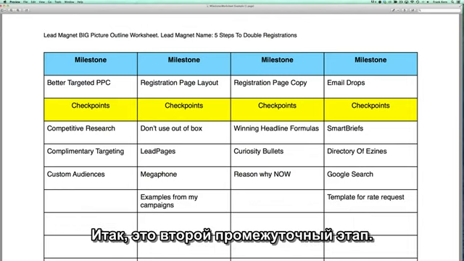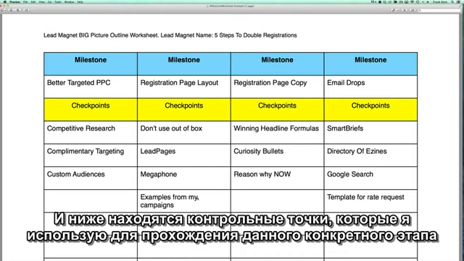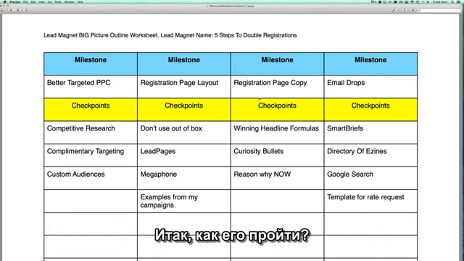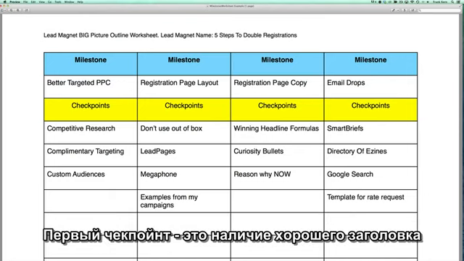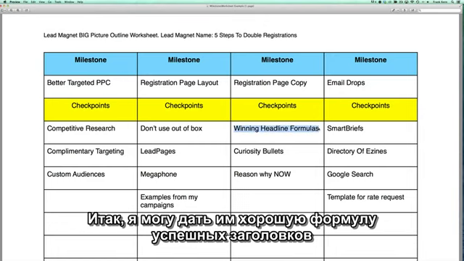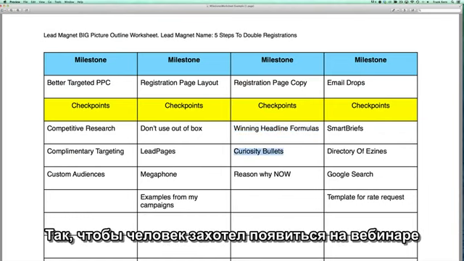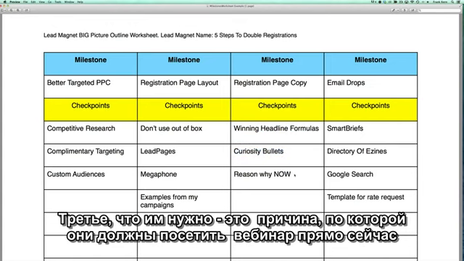There are the checkpoints that I can use to flesh out the content for this particular milestone. See where we're getting here? And our next milestone would be him fixing his registration page copy. So how can I flesh that out? Well, the first checkpoint is he's got to have a good headline, right? So I'm going to give him some good winning headline formulas. And then next thing he's got to have are some bullet points, right? So I teach him how to write curiosity bullets, so the person's going to want to show up on the webinar. And the third thing he's going to need there is the reason why he should attend now, right?